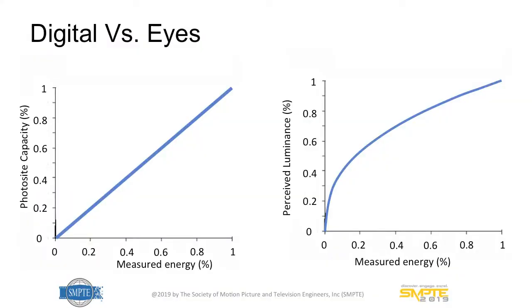Digital cameras have a linear response because they're just measuring electrons. So if you send twice as many photons, you're going to get twice as many electrons. So you can't really look at a digital linear image the way the sensor captures it. It just doesn't look good on our screens, because our screens are formatted more to emulate CRTs or to look like our human eye perception.